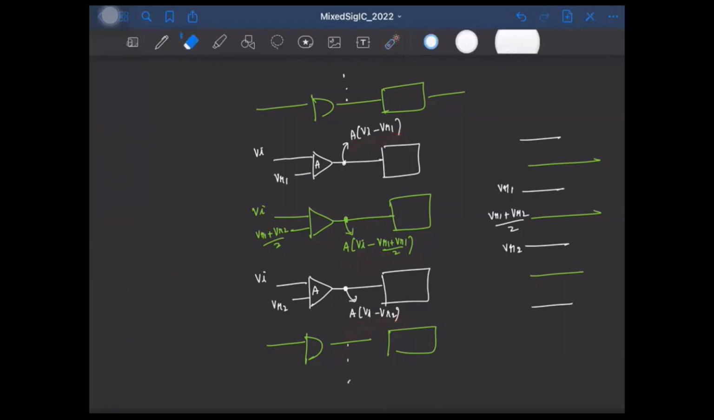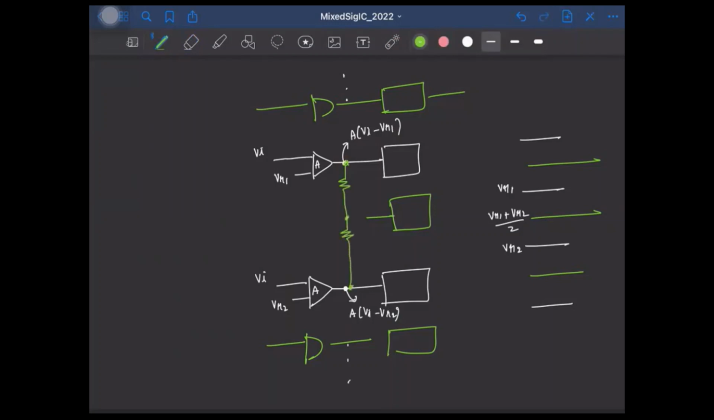So instead of having a separate preamp like this, we can generate this output by taking the average of these two. And how can we take the average? Well, we'll simply connect two resistors of equal value here. So the in-between point will be the average of these two voltages. So this will give us A times Vi minus VR1 plus VR2 by 2. Okay.